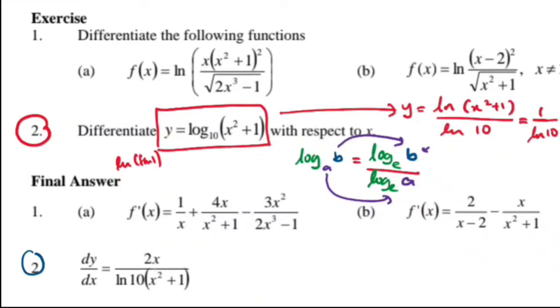But please write x squared plus 1 in front of natural log 10. So write natural log 10 behind. And that should be your answer.